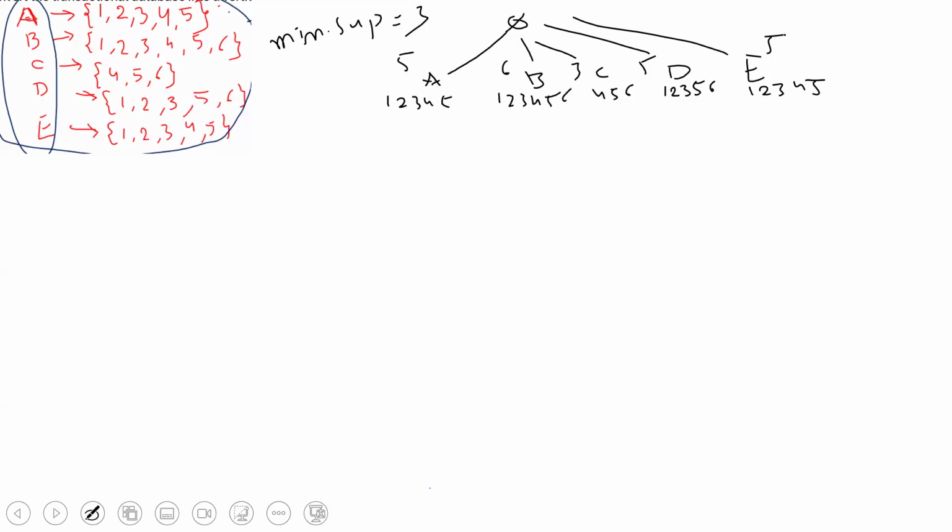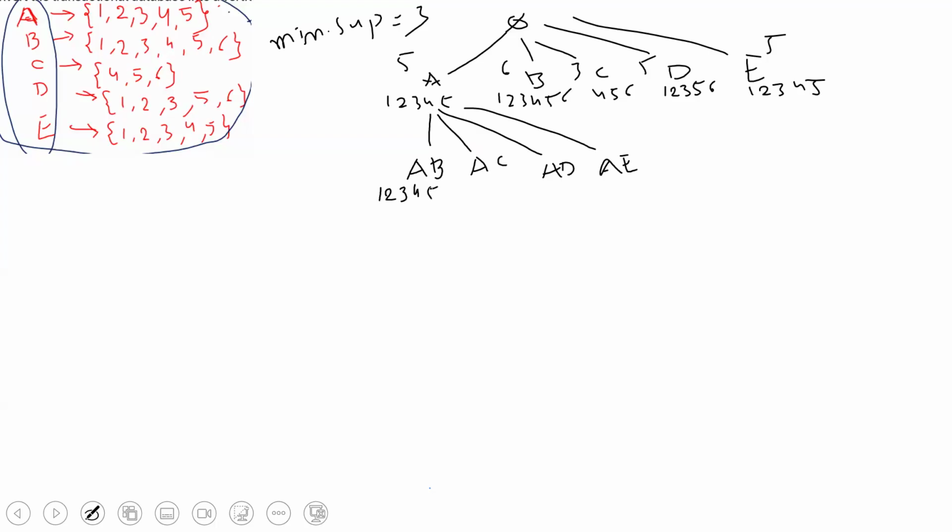Now we extend AB, AC, AD, AE. As we are going for depth first search, we will only complete A for now. We will not go to B, as ECLAT is a depth first strategy. Now, when you want to compute AB, what is the intersection between A and B? It is 1, 2, 3, 4, 5.